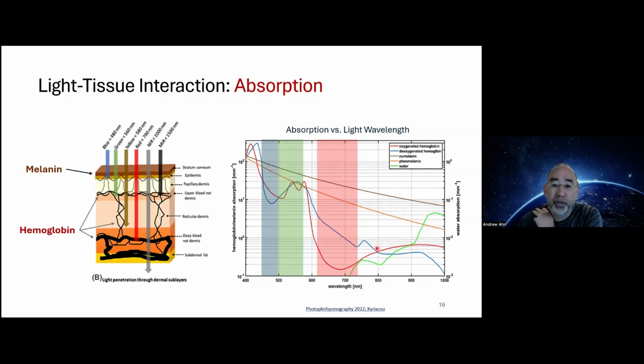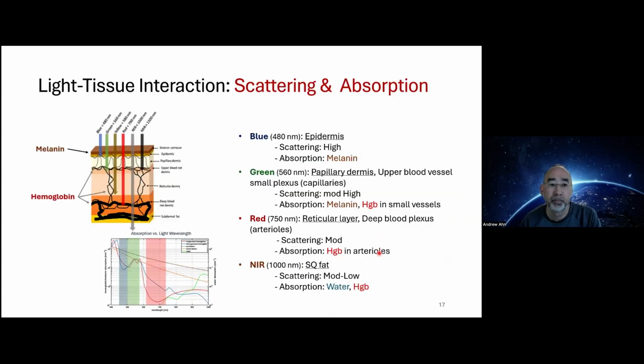Interestingly, there's a range called the optical window, somewhere between 750 and maybe 1400 nanometers, which is the near infrared spectrum. In this range, absorption by both hemoglobin and water is reduced, allowing for deeper light penetration in tissues. And so this is why near infrared light is often used in medical and physiological monitoring devices for measurements that require accessing deeper vascular structures. You can think of NIRS as an example.